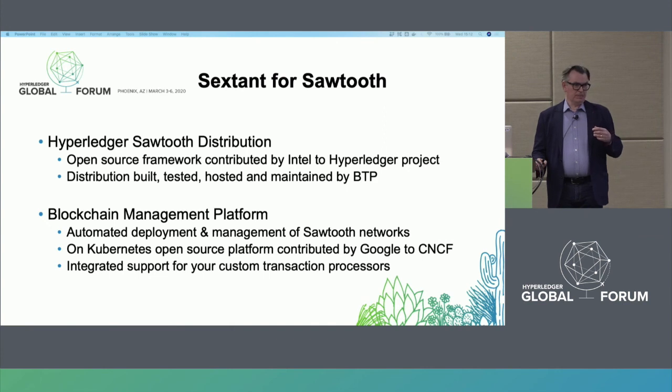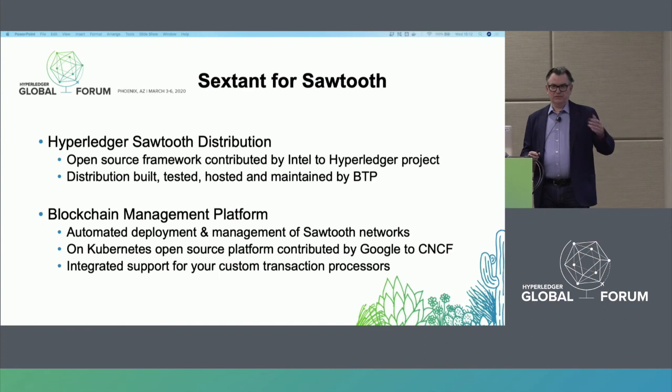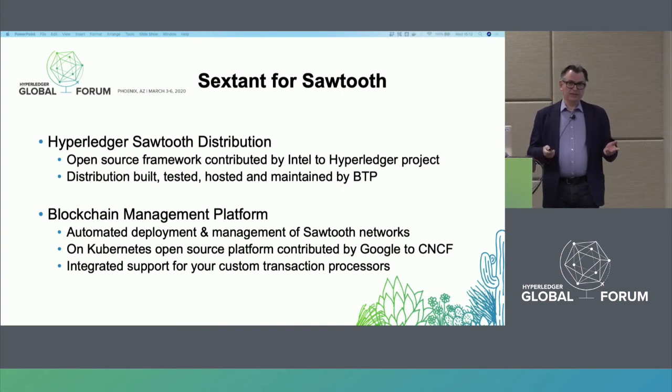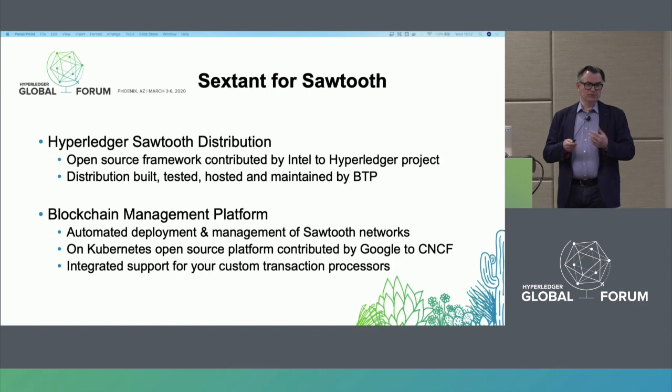And the good news, you don't actually have to license Sextant in order to access the distribution. So that's available freely on Docker Hub, and we think that's important, that we're building something that the community can use. So there are companies here that are using Sawtooth. We're saying, please use this, it's stable, you're welcome to it. You don't actually have to use the management platform itself. We'd like you to, but there's no obligation, there's no close coupling between the two.